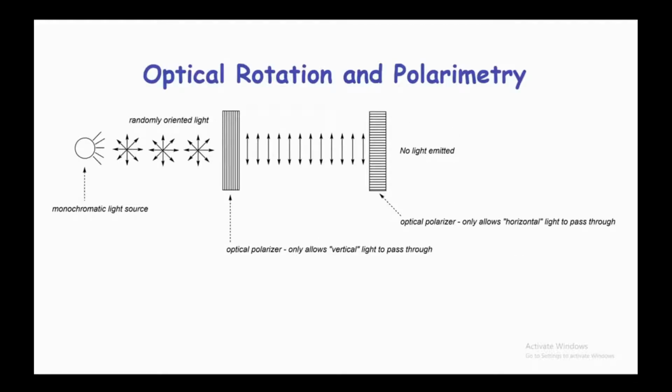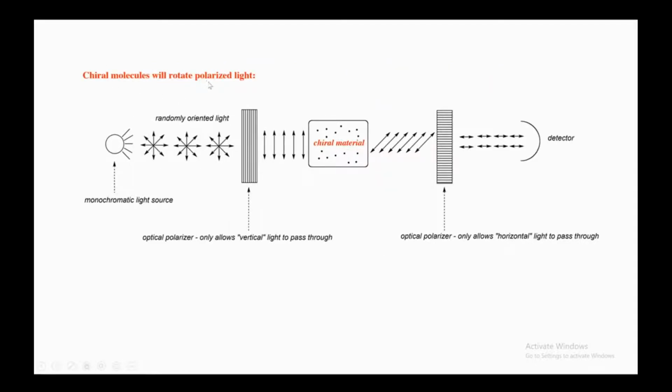Okay, let's move on to optical rotation and polarimetry. Polarimetry is a technique that measures the polarized light passing through a sample, and it gives us an idea whether or not this compound is optically active. So what happens is we have a monochromatic light source, and then randomly oriented light, and then an optical polarizer that allows vertical light to pass through, and then another optical polarizer only allows horizontal light to pass through and no light is emitted. Let's discuss further. Chiral molecules will rotate polarized light either to the left side or the right side.